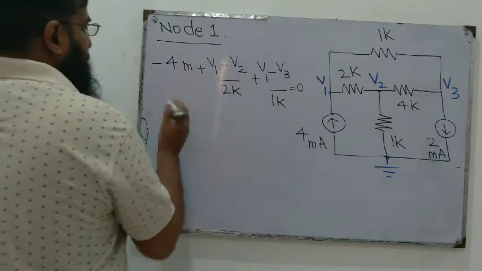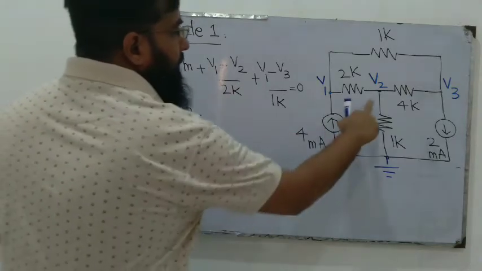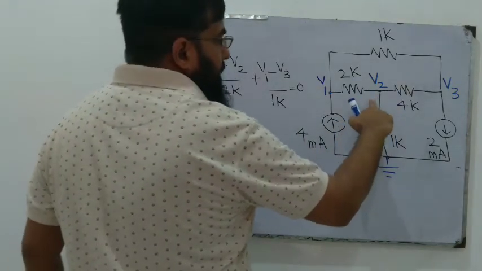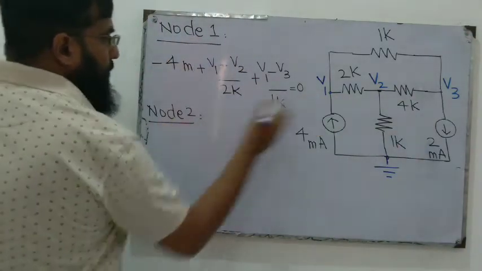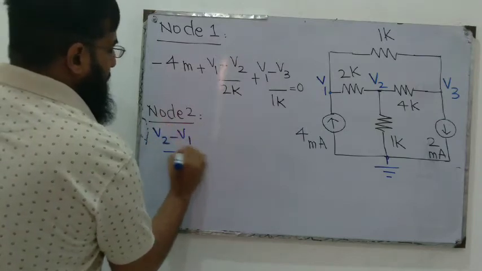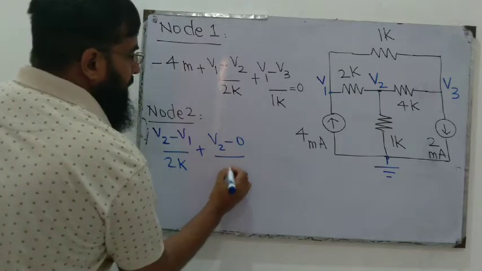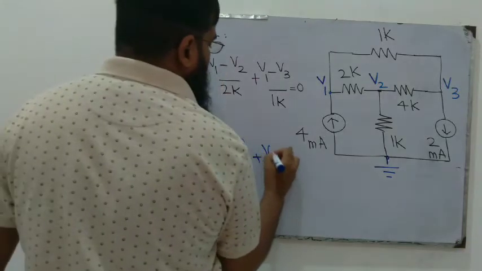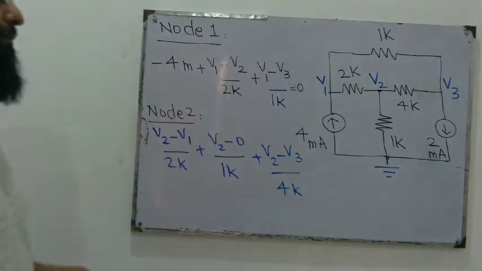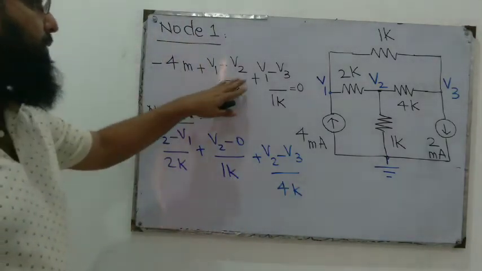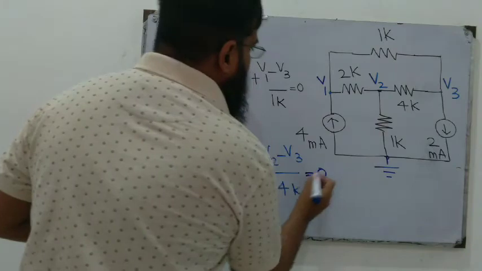For node 2, we have three branches connected with node 2. We'll assume all these currents to be flowing out of node 2: (V2 minus V1) over 2k plus (V2 minus 0) over 1k plus (V2 minus V3) over 4k is equal to 0. So now we have three variables V1, V2 and V3 and two equations.